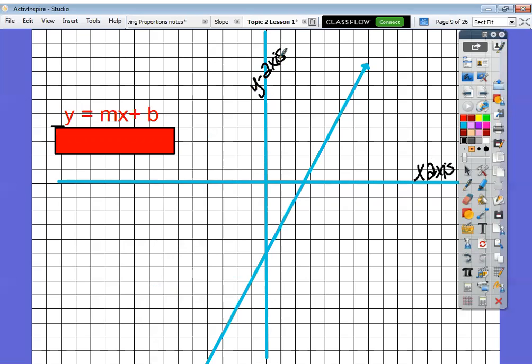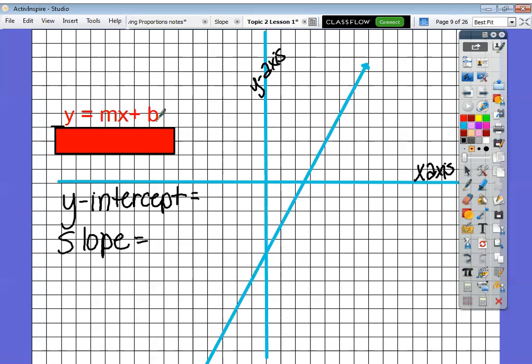Okay, so in order to do this, we have to identify two parts: the y-intercept and the slope. Let's start with our y-intercept first because that's the easiest one to do. We'll start at the beginning, the b.